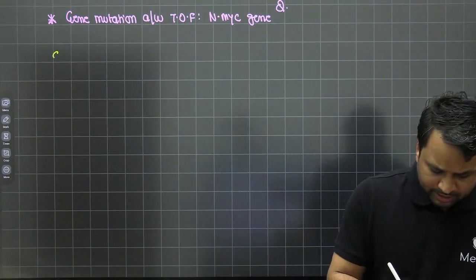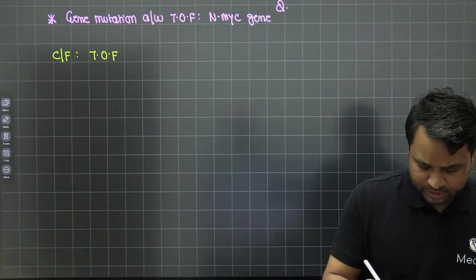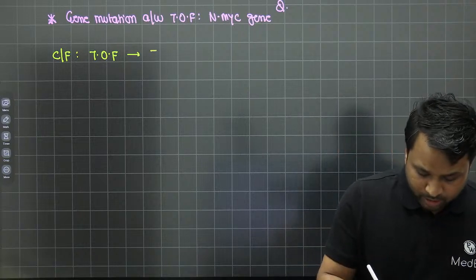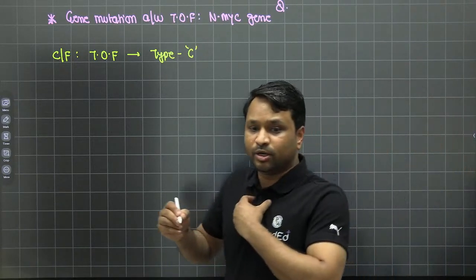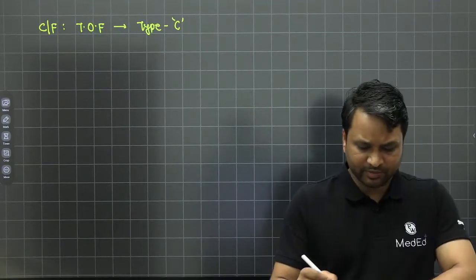So let's talk about the clinical presentation of a baby presenting with tracheoesophageal fistula, because usually you will see the type C variety. So I'll be talking about the clinical presentation of the type C variety. So let's understand the type C variety.